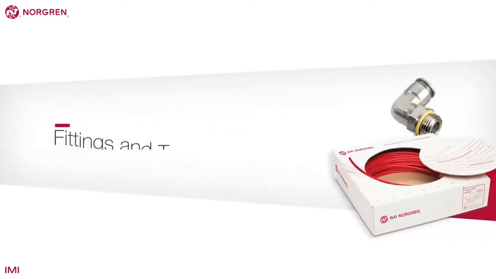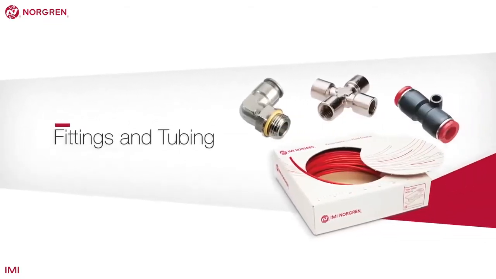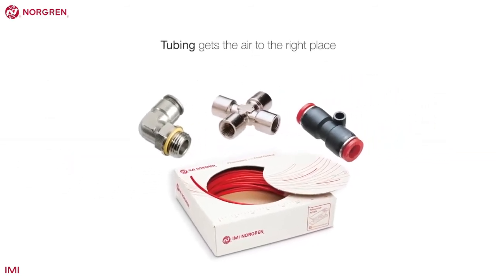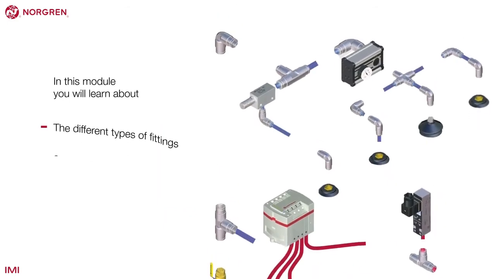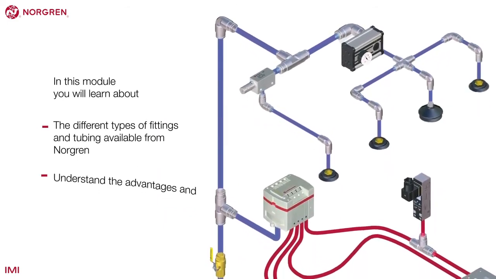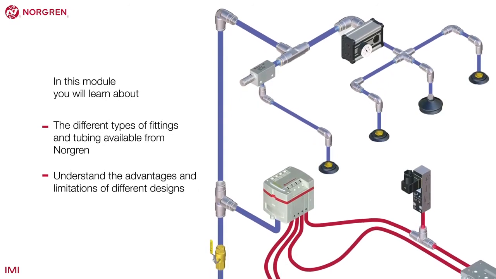Although actuators, valves, filters, regulators and lubricators might be considered the most important part of a compressed air system, the tubing and fittings are just as crucial and often forgotten. Tubing gets the air to the right place, and fittings allow the tubing to connect to the ports. In this module, you will learn about the different types of fittings and tubing available from Norgren and understand the advantages and limitations of different designs.